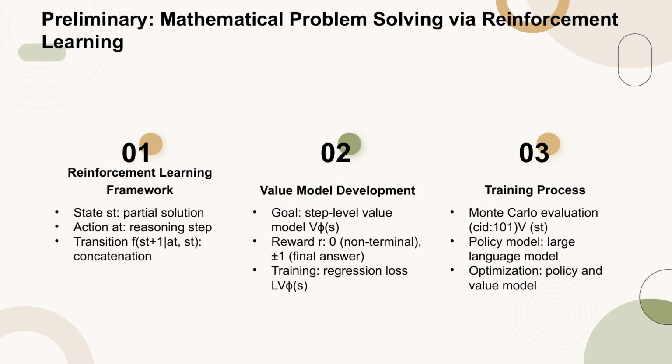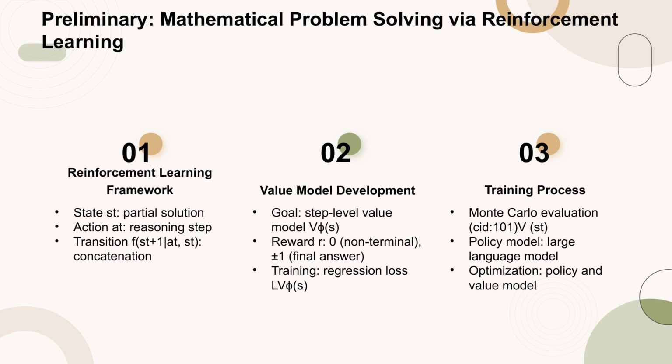In this preliminary section, the authors introduce a reinforcement learning framework for mathematical problem solving. They define the state s_t as the partial solution at time t, and the action a_t as the subsequent reasoning step. The transition from one state to the next is deterministic and achieved through concatenation. The primary objective is to develop a step-level value model, V(s), which evaluates the expected returns from the current partial solution. The reward structure assigns 0 to non-terminal steps and plus or minus 1 to correct or incorrect final answers.